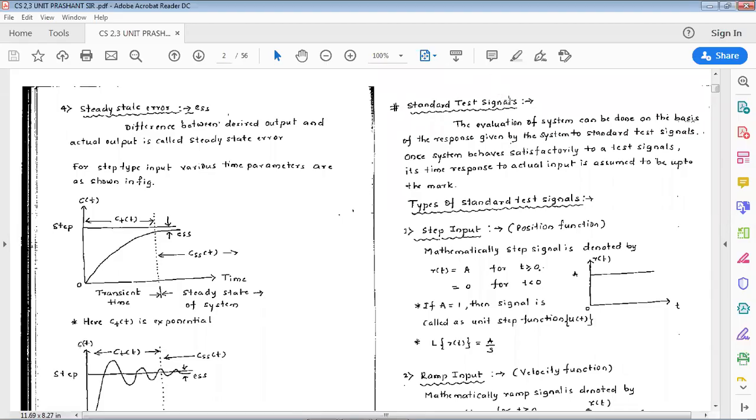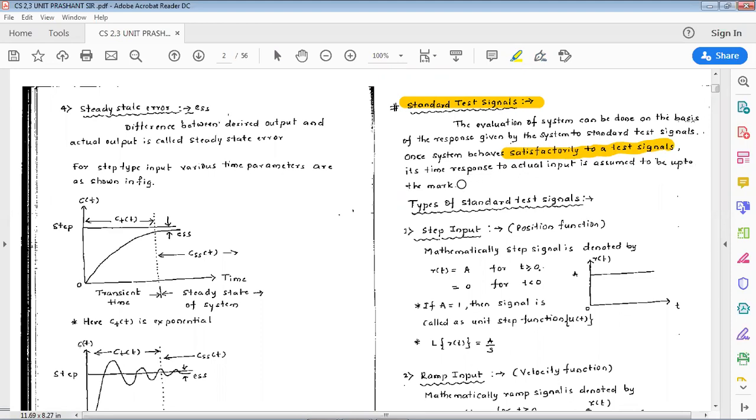Hello students, we'll start with a new topic, that is standard test signals. The evaluation of a system can be done on the basis of the response given by a system to standard test signals. Once the system behaves satisfactorily with particular test signals, then its response to an actual input is assumed to be up to the mark.